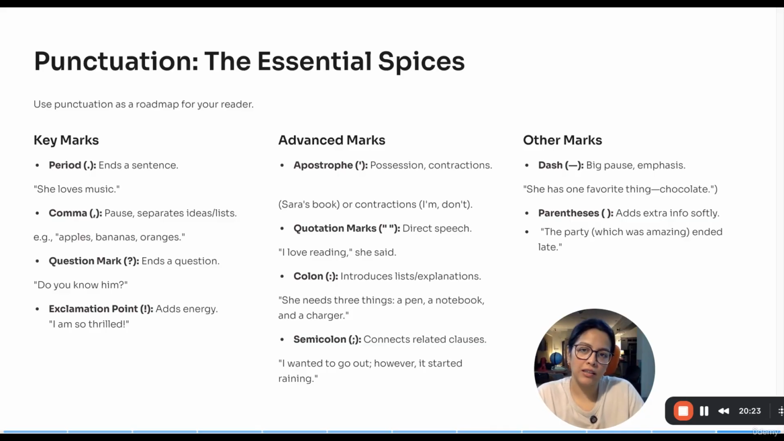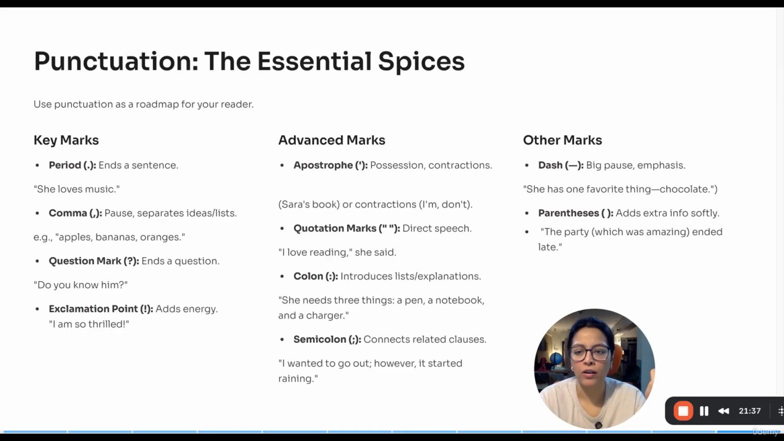She loves music. He likes to eat. She loves dance. Next is comma. That is to pause or separate ideas or things in a list. Like, I went to the shop and I got myself some apples, comma, bananas, comma, bread, comma, tomatoes, and some milk. Another example would be, she sings, comma, dances, and writes really well.